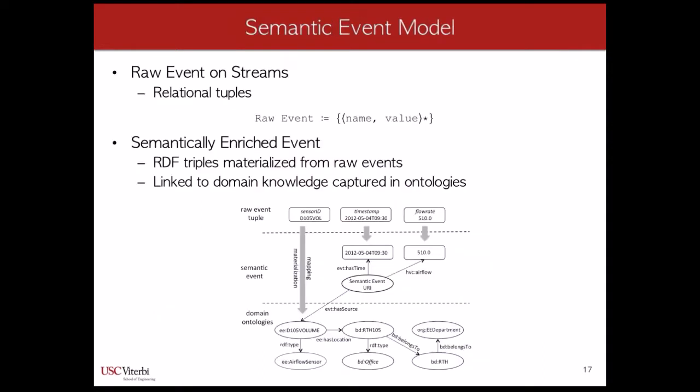So here is some formal example of the semantic event and event model. In traditional CEP systems, of course, we have different representations of the raw events. It can be XML, can be a Java object, and so on. But essentially, they can all be abstracted as relational tuples, like attribute name and value pairs. And we enrich these raw events with domain knowledge. So basically, from the figure we can see we link the raw event tuple with predefined domain knowledge, domain ontologies.